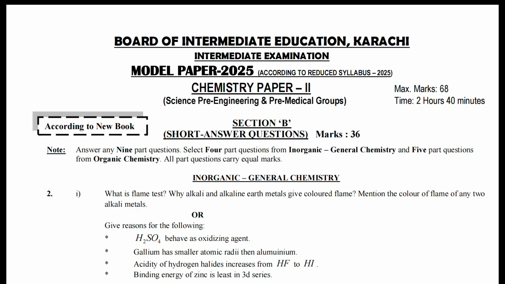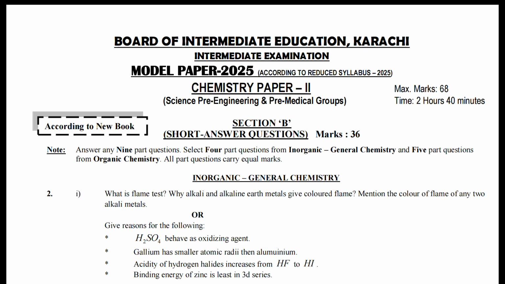Section A, that is multiple choice questions, Section B, which is short question answers, and Section C, that will be the detailed answer questions. Section A comprises 17 multiple choice questions. Each MCQ carries 1 mark, which makes a total of 17 marks. Section B comprises short answer questions, which makes a total of 36 marks. From these short answer questions, you have to attempt a total of 9 questions.